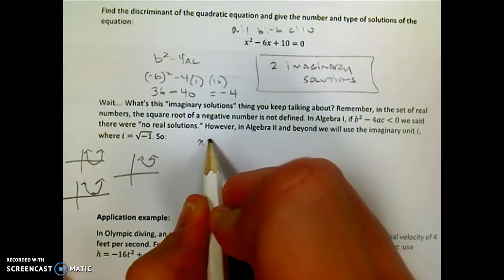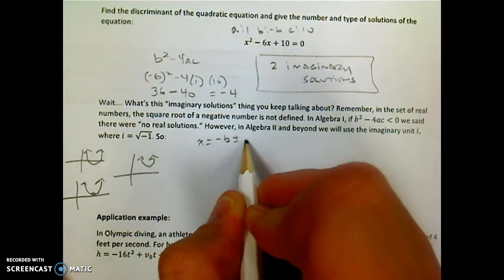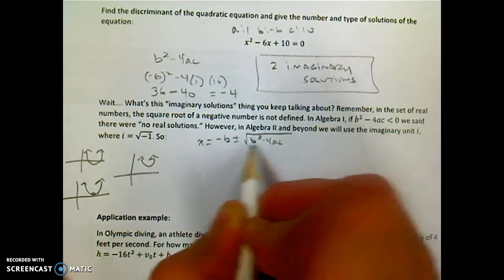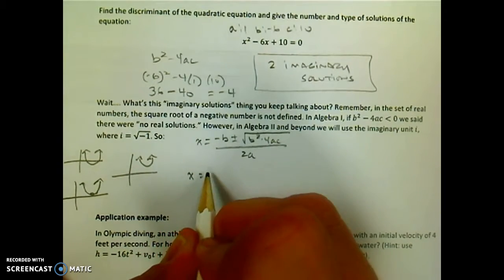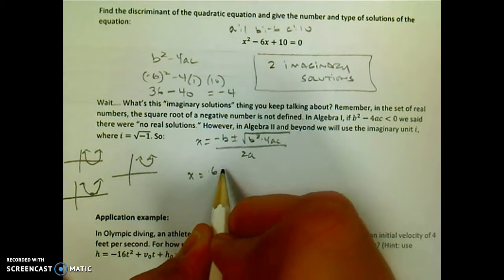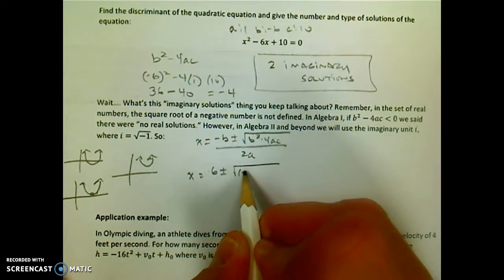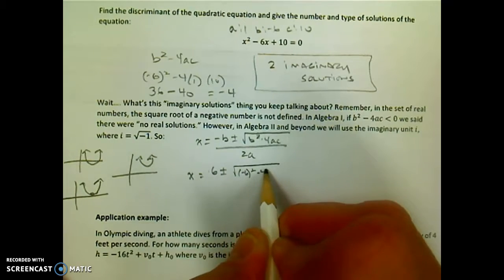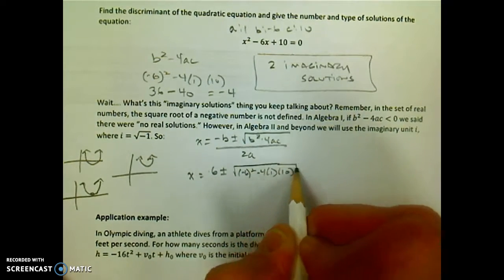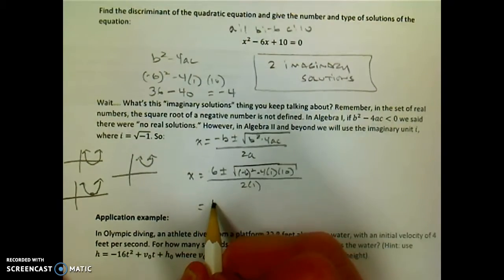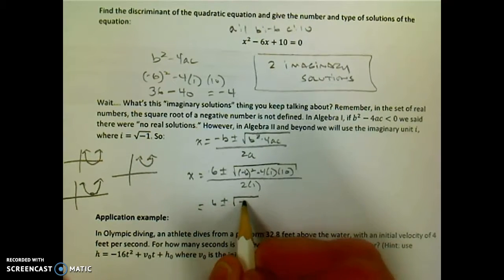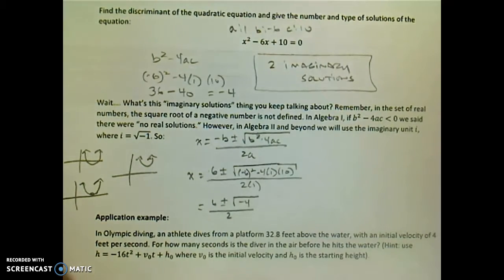How do we deal with that? Well, let's take a look using the quadratic formula. X equals opposite of b plus or minus square root of b squared minus 4ac all over 2a. And using our example problem from above, x equals the opposite of negative 6, which is positive 6, plus or minus square root of negative 6 squared minus 4 times 1 times 10. That's the example we just did, over 2 times 1. All right, so this is the issue that we ran into before. How do we take the square root of a negative number? It's not defined in the set of reals.